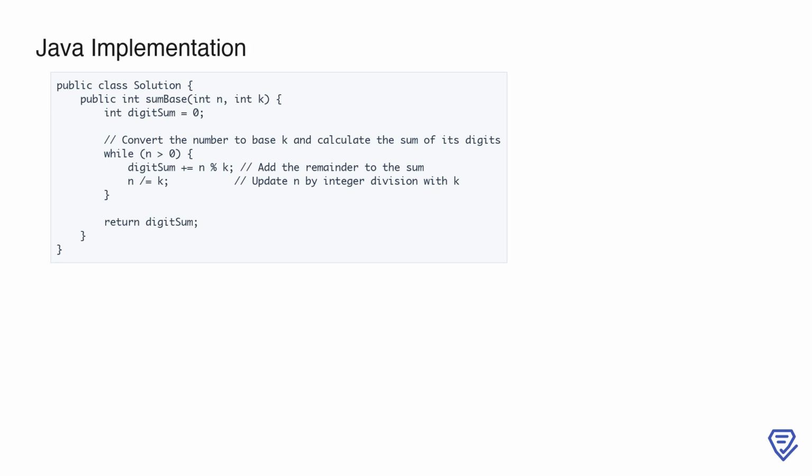The logic mirrors the Python solution, where the number is repeatedly divided by the base K, and the remainders, digits in base K, are summed. Unlike Python, Java requires explicit type declarations and uses integer division / for truncation. The method is encapsulated in a public class named Solution to adhere to LeetCode submission format.